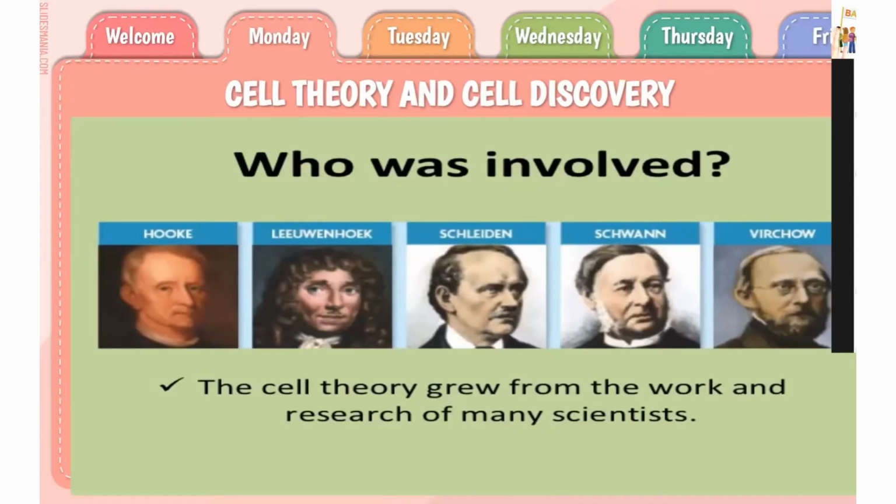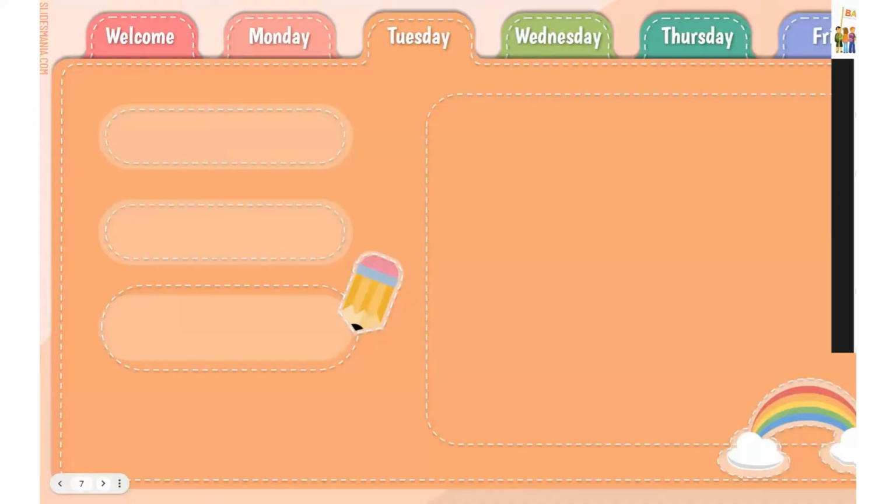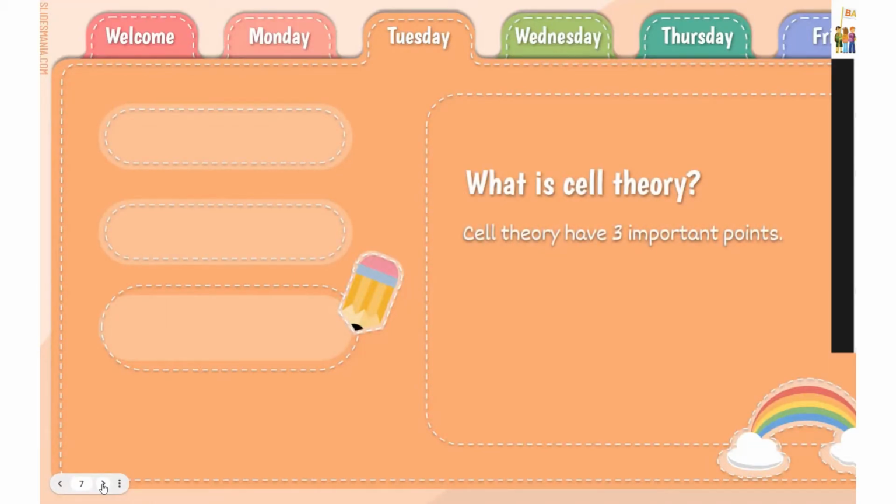Now, when we sum up their ideas and make 3 points of it, it gives us a very important theory of biology named cell theory. So what is cell theory? Cell theory has 3 important points which these scientists have discovered. The first point is this: the cell is the basic building block of life. Easy, isn't it? Excellent job.